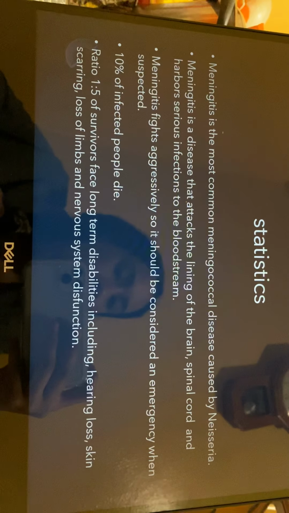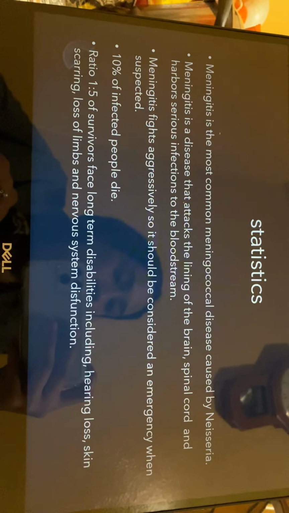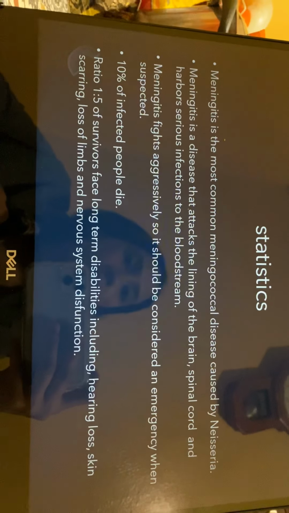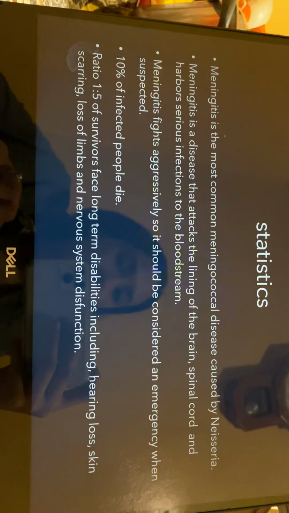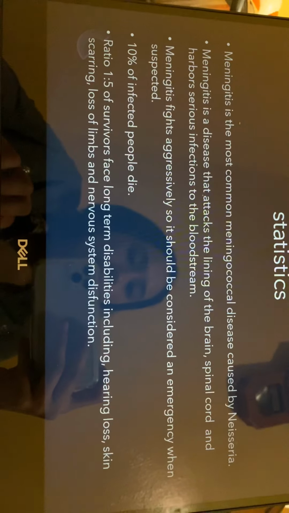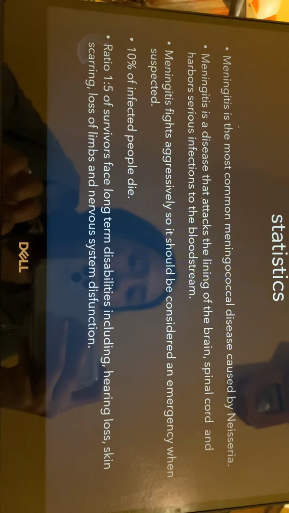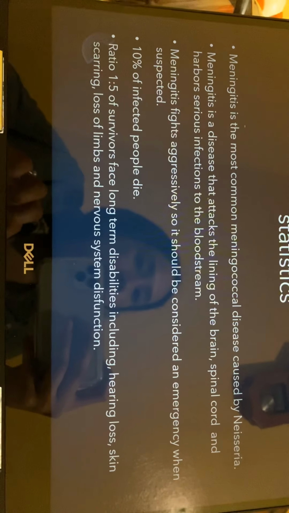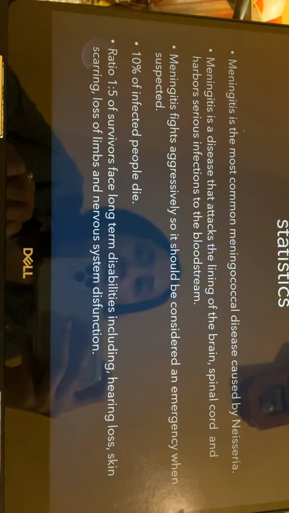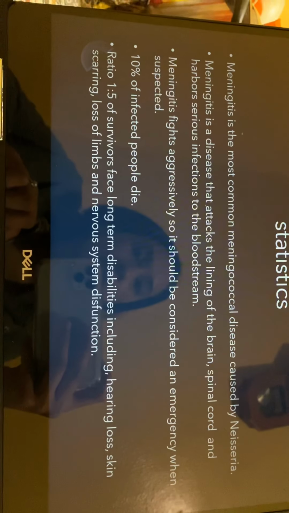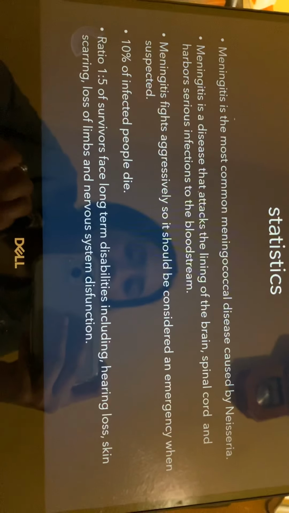So given that meningitis fights aggressively, it should always be considered an emergency when suspected. And 10% of infected people die. There is a ratio of 1 to 5 survivors who face long-term disabilities, including hearing loss, skin scarring, loss of limbs, and nervous system dysfunction.